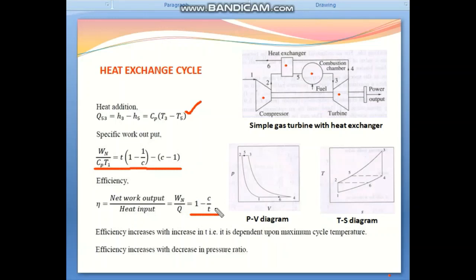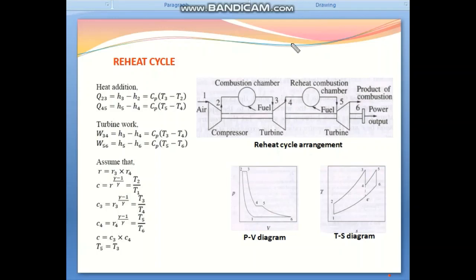Okay. Now we can say that the efficiency depends upon T, that is, the maximum cycle temperature. Efficiency increases with decrease in pressure ratio. Okay. And this is the reheat cycle.